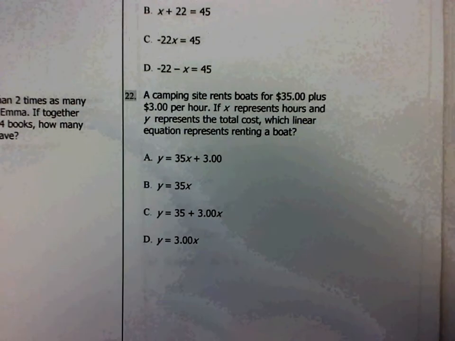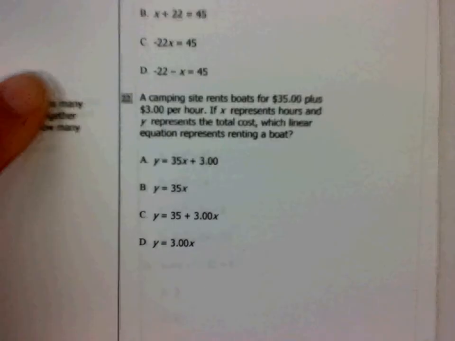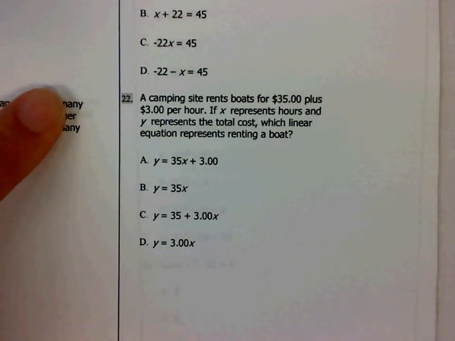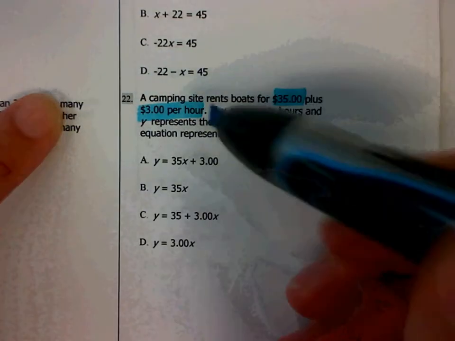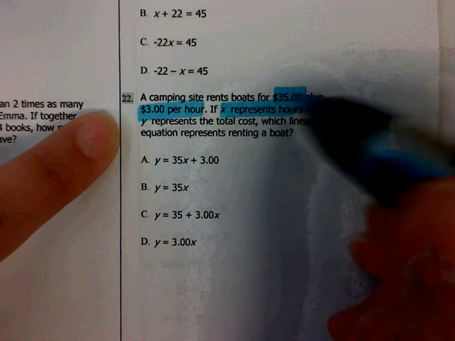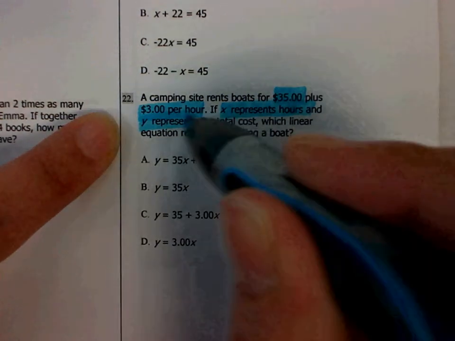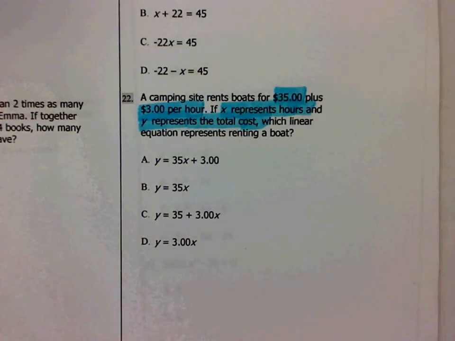Now, there's another kind of word problem that we can also look at. As we look at example 22 here, a camping site rents boats for $35 plus $3 per hour. If x represents hours and y represents the total cost, which linear equation represents renting a boat? You have to think about these kinds of problems logically.